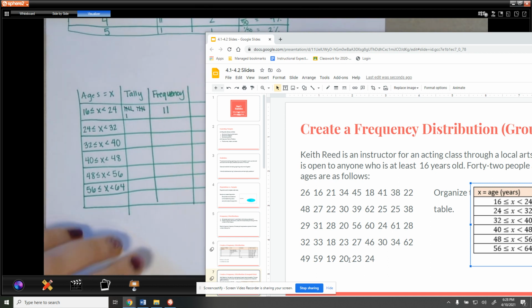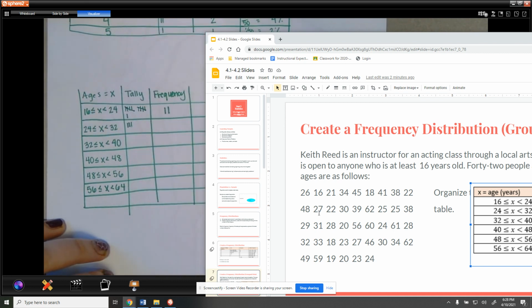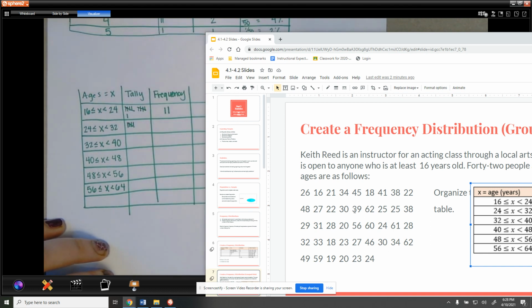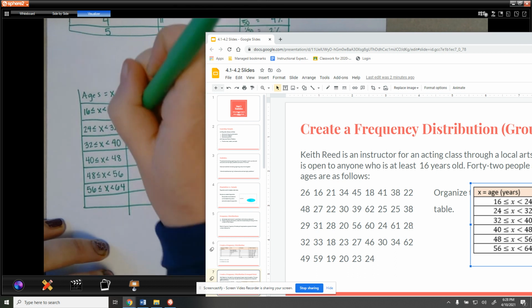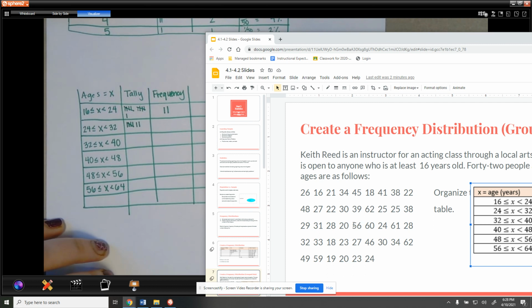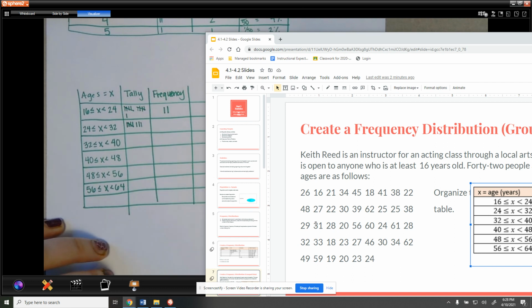Cool. Then I can go to 24 to 32. So I want to count up all of those. Let's see, 1, 2, 3 for 30, and the 25s, 2 25s in there. Okay, 28, 24 would be included in this one. Another 28, and 31 and 29. And then we got a 32.